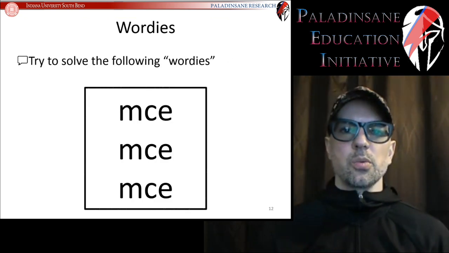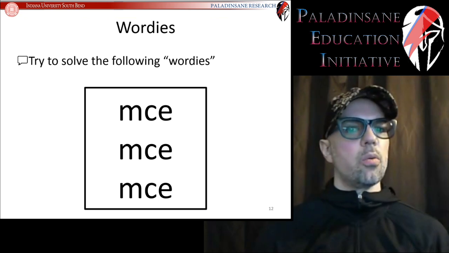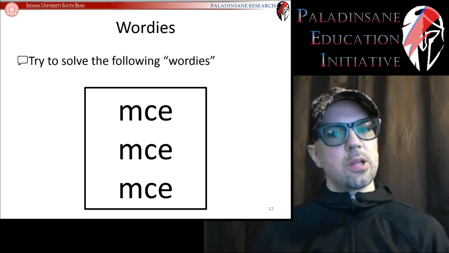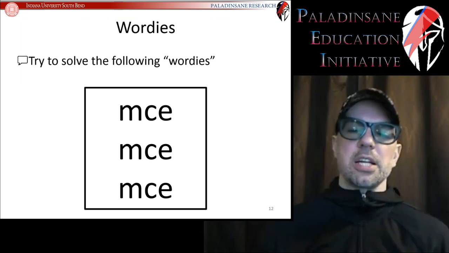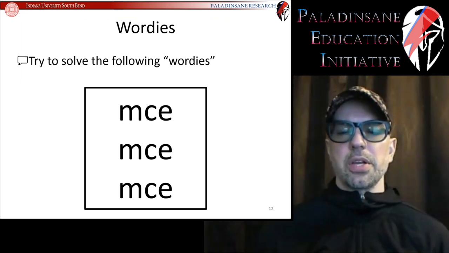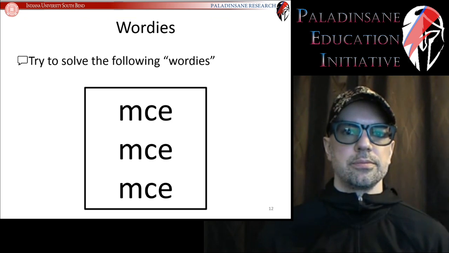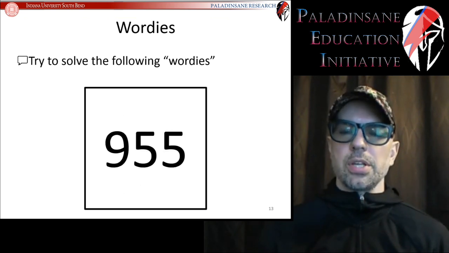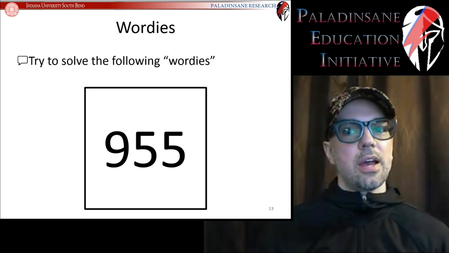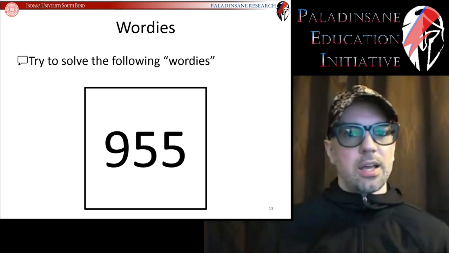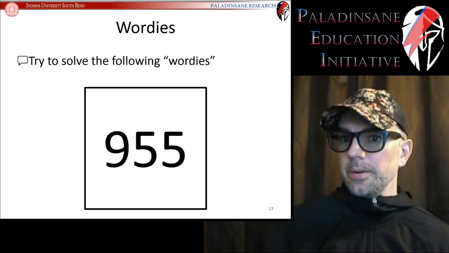All right, so this is wordie number 1. What is the phrase? What is the slogan? What is the famous saying that is being illustrated here in this picture puzzle? Wordie number 2. Try to figure out the phrase, the slogan, the saying that is being illustrated here.